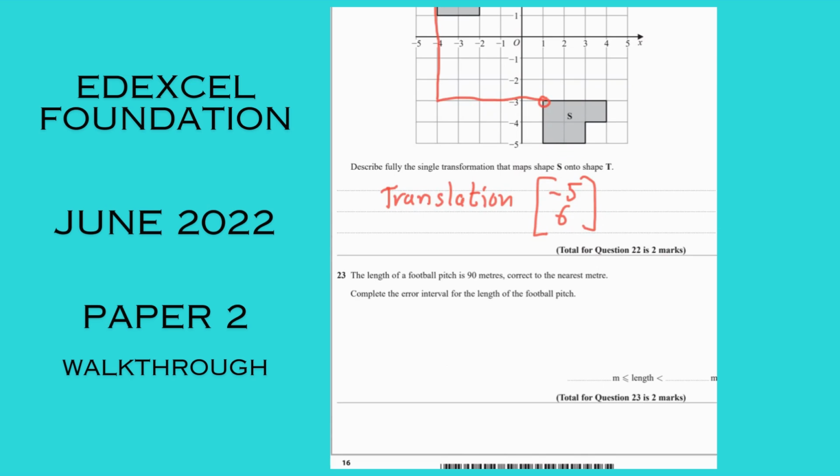Next one, errors, bounds, whatever you want to call them. The technique is, whatever it has been rounded off to, you need to go up and down by half of that amount. So half a metre. So add 0.5 on, take 0.5 off, and you're done. People don't like them, but don't overcomplicate them. They're not as bad as you might think.